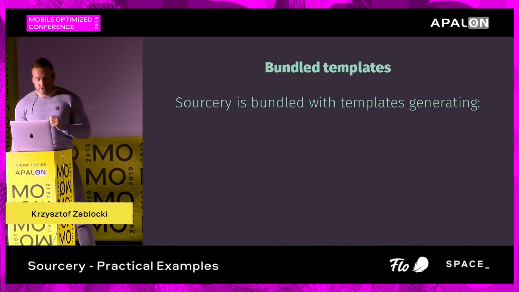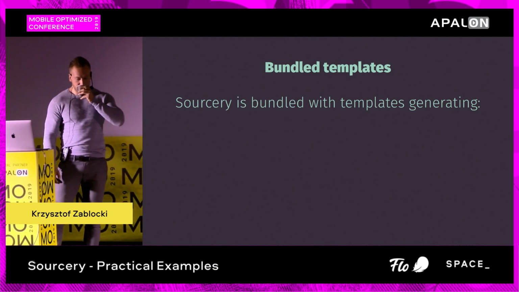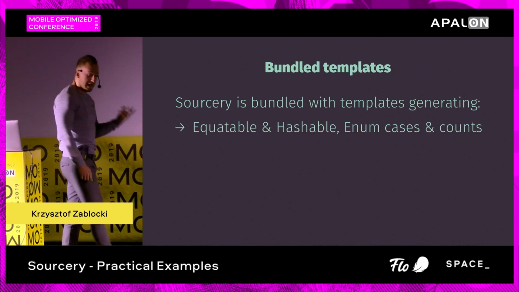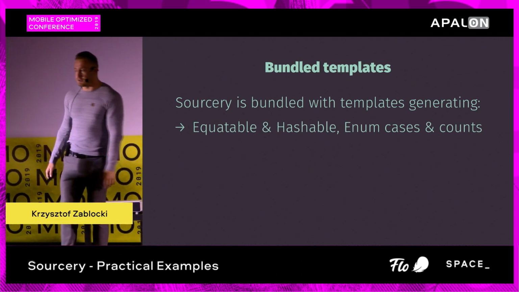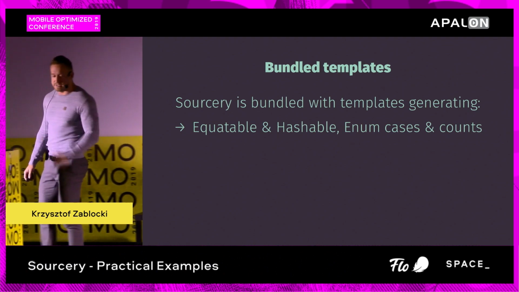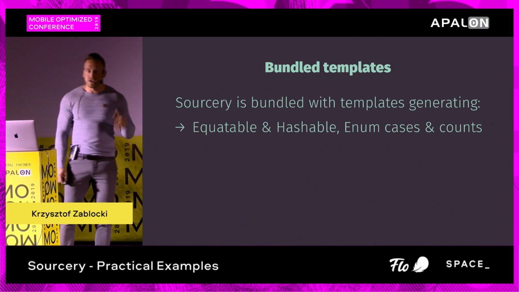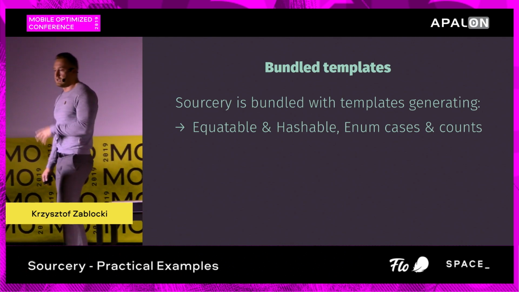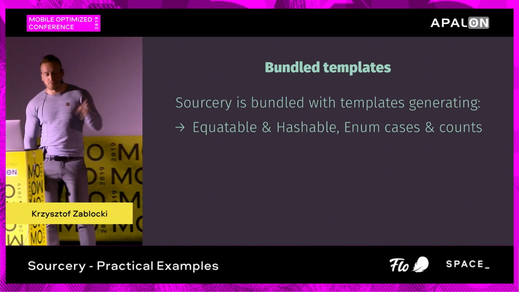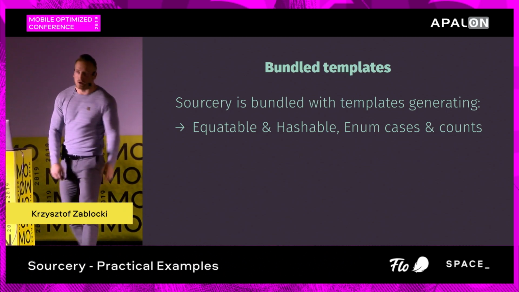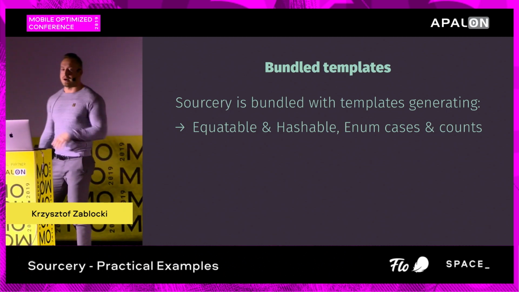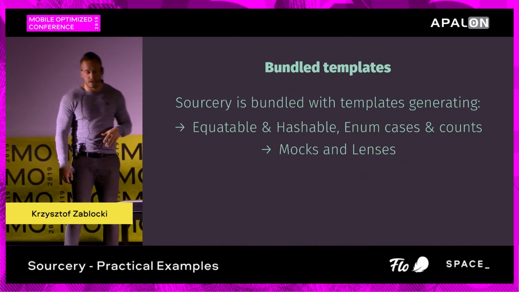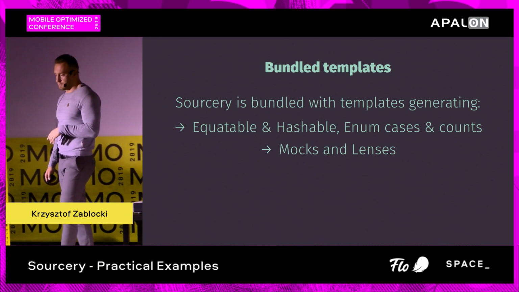But there are a couple of very useful protocols bundled with Sorcery itself. Obviously, it started with equatable and hashable and enum cases and counts, which Apple has now replicated more or less. But because Apple doesn't give you source annotations, if you want something non-standard or if you want to skip a variable, it's impossible to use Apple's implementation. You have to go back to maintaining it by hand, or you can use Sorcery and just add skip equality or add extra arguments. There are mocks and lenses that we generate, which Apple doesn't give you, which is extremely useful when you do TDD.